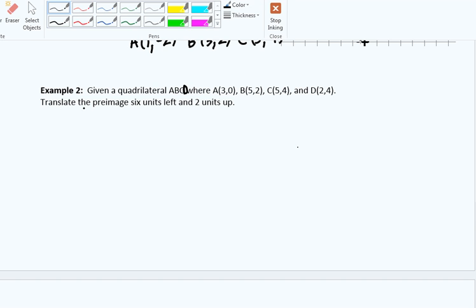Translate the pre-image 6 units left and 2 units up. Now, if you had a piece of graph paper, you could graph these and physically do this change. That would be fine, but I don't need to do that. I can create a matrix to house my points.